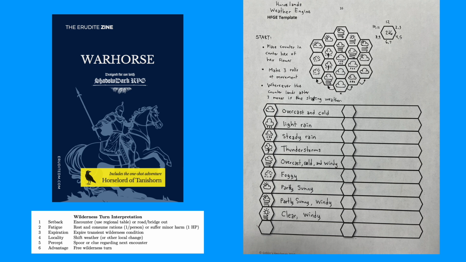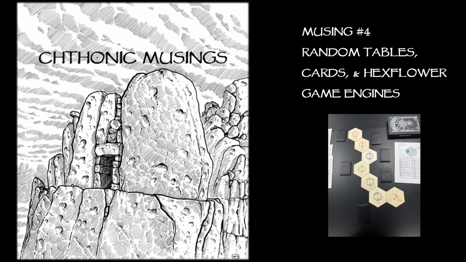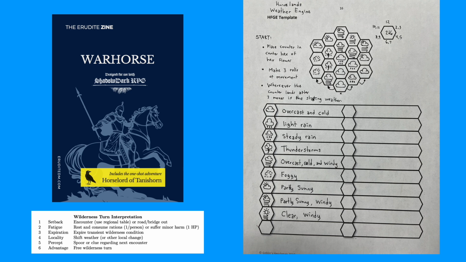And three, I was also mulling over a little bit from a blog called Necropraxis. This idea of the hazard die, rolling a d6, and having different types of events, including what they list here: setbacks for one, fatigue for number 2, expiration is number 3, locality number 4, percept is 5, and advantage 6.